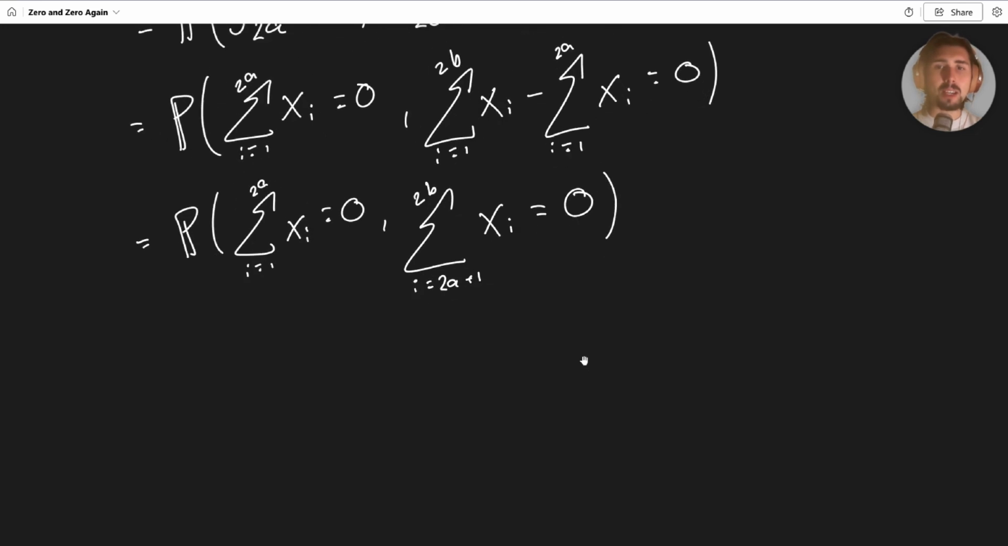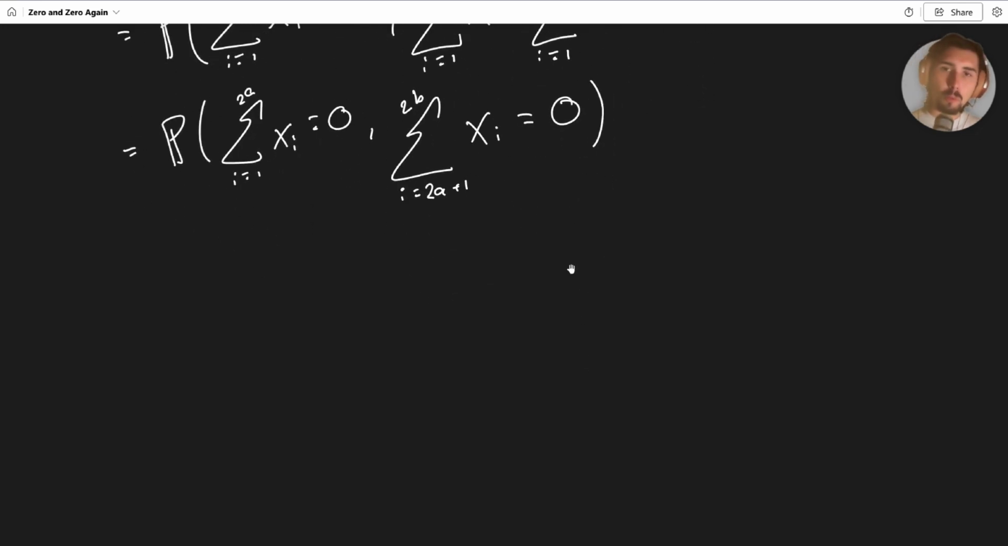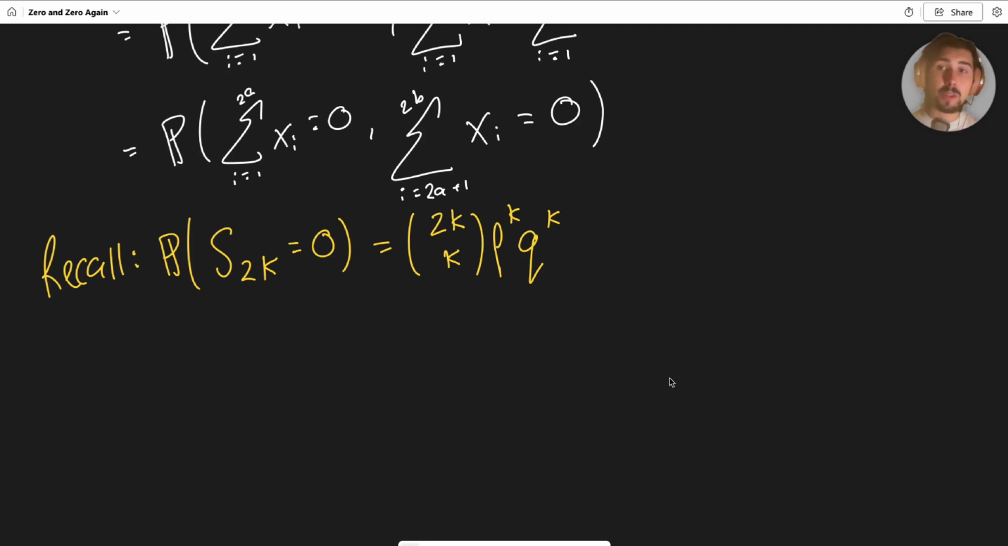And what that means is we can use the result from my previous video, which I'm going to write down right now. So here it is. In the last video, we derived this formula. The probability that the sum from the first xi all the way up to the 2kth xi adds together to make 0 is 2k choose k times p to the k times q to the k.